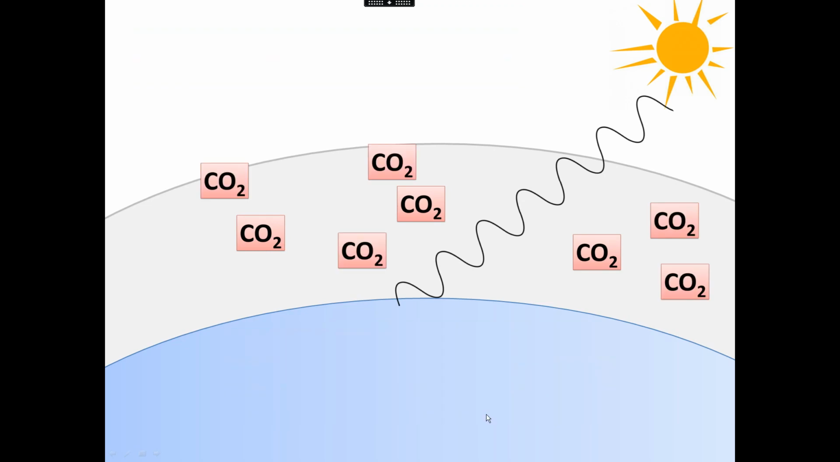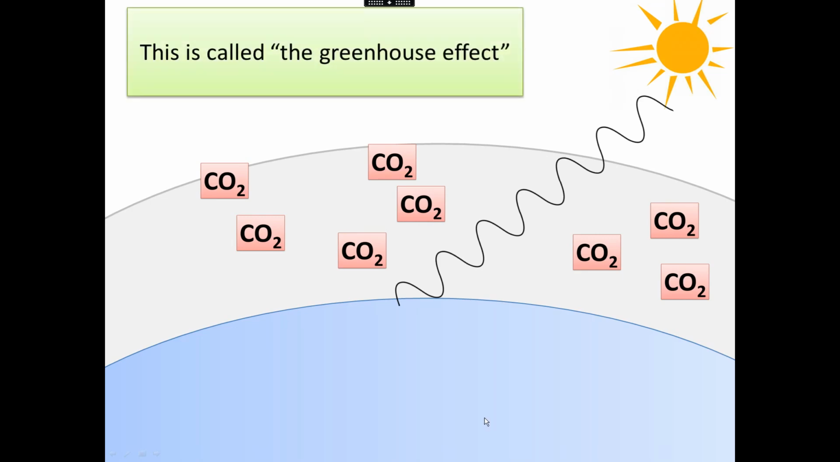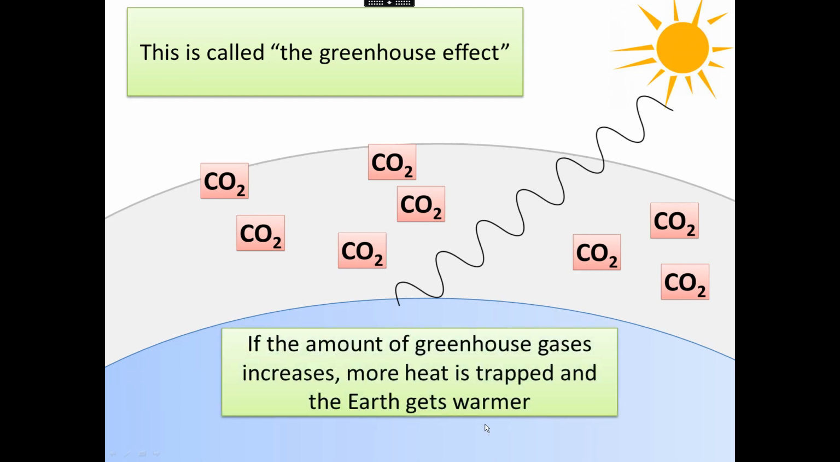But as the amount of carbon dioxide and other greenhouse gases increases, so the amount of heat being trapped increases, and that can then become a bad thing if it happens too much. So the greenhouse effect is the way that the Earth's atmosphere traps heat from the sun because greenhouse gases can trap heat from the sun. But as the amount of greenhouse gases increases in the atmosphere, more and more heat is trapped and the Earth gets warmer and warmer.